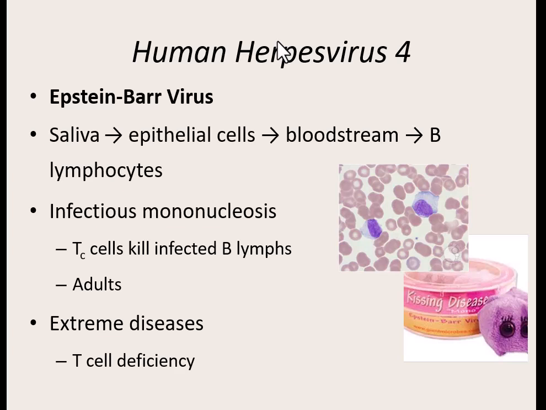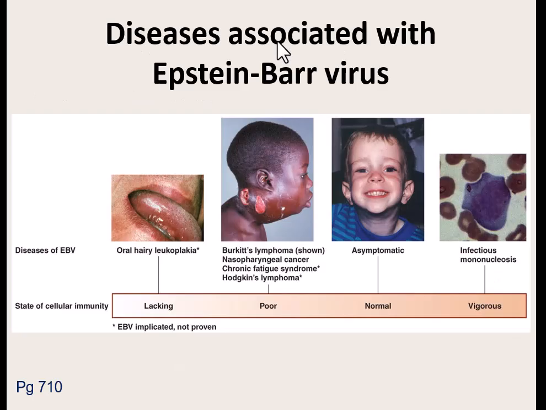Fever, sore throat, all your characteristic symptoms, that's because that's all from the outward manifestations of your immune system being under attack. It can also cause more extreme diseases as well. If people are already T cell deficient, so they already are immunodeficient before they picked up mono, it can cause some extreme diseases. So these are some of the extreme diseases.